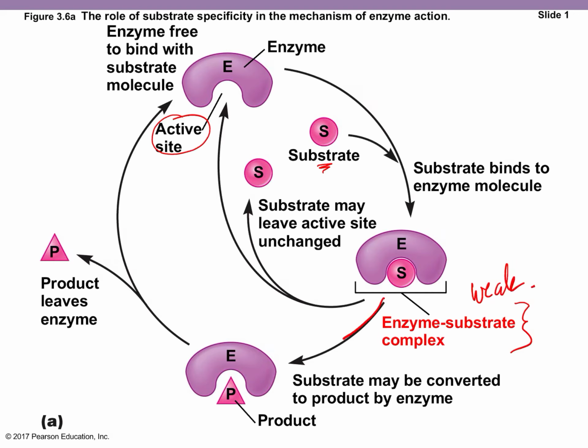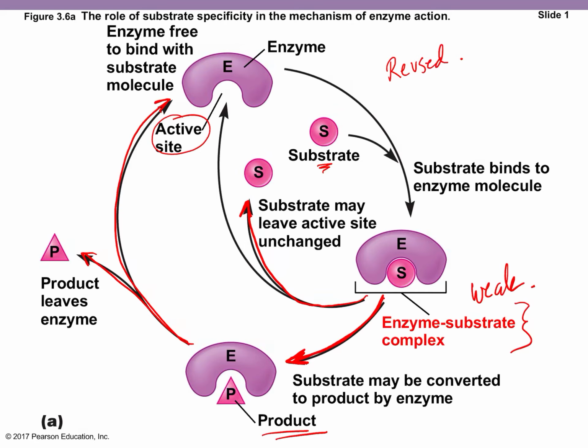The substrate then either turns into the product, or sometimes the substrate just bounces back out, right? And so then it's free to come back in. The product, if the substrate has turned into the product, has less affinity for the enzyme, and the product will leave the active site of the enzyme, and then the enzyme is ready to be used again. So this is a good place to talk about how enzymes are reusable in chemical reactions. They are not destroyed. They are not altered in any way. They're recycled, and they can be reused over and over again, thousands of times in a second sometimes.